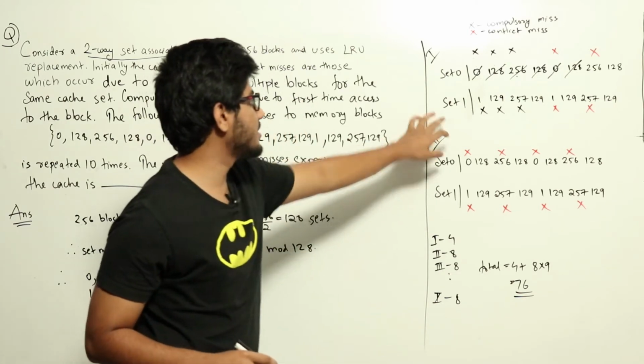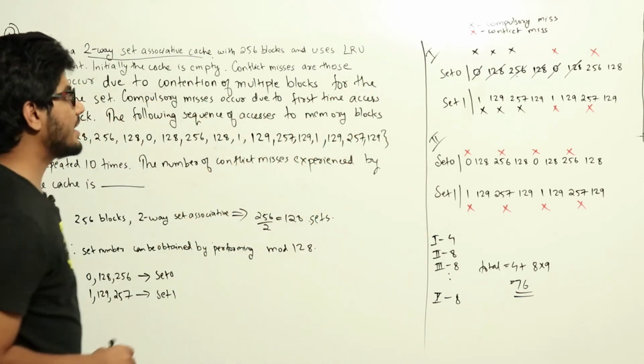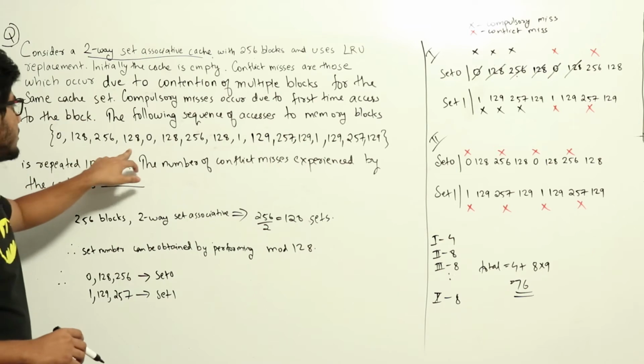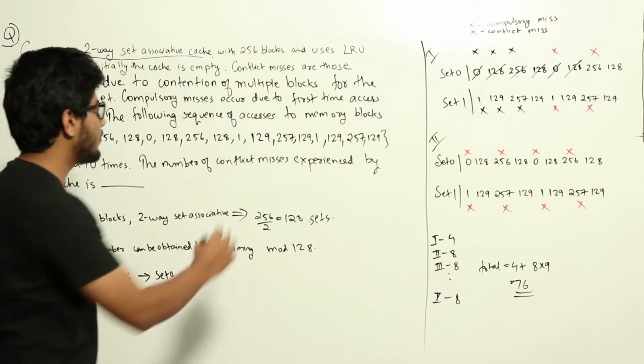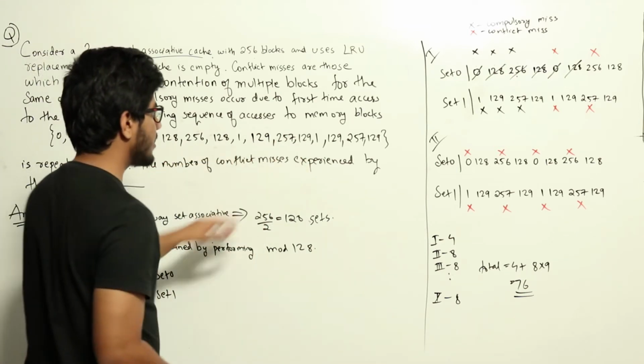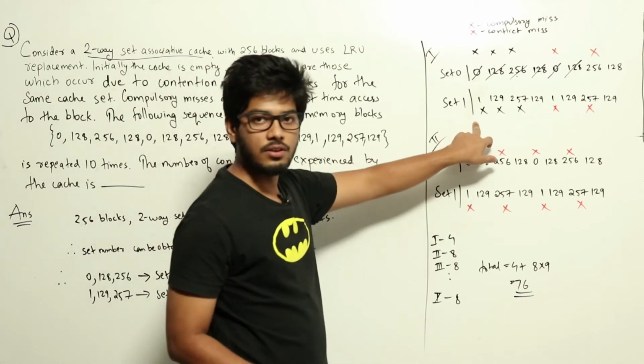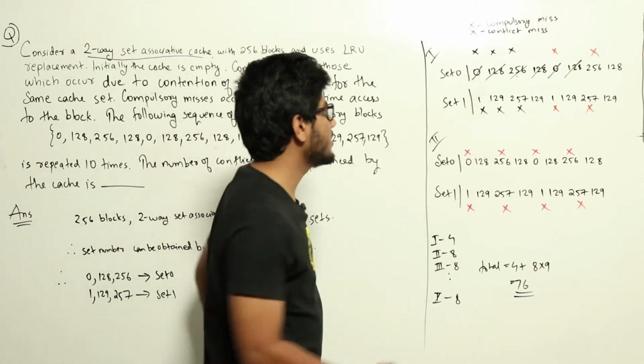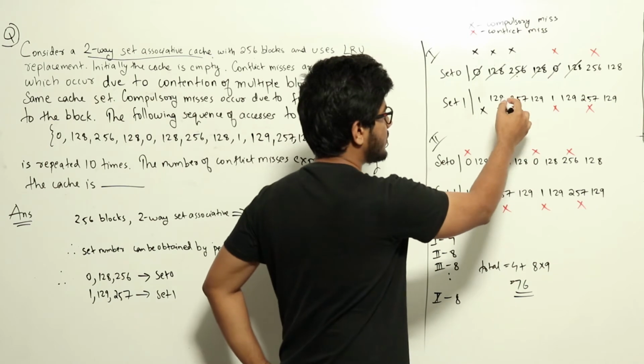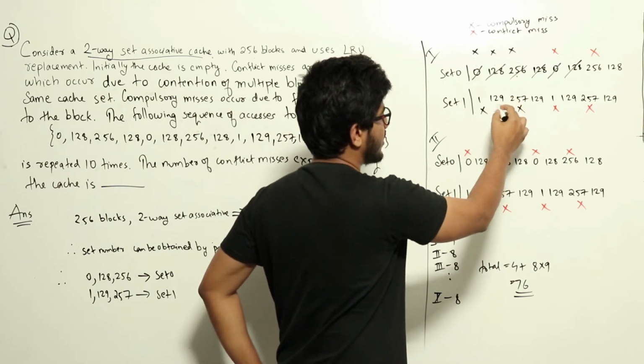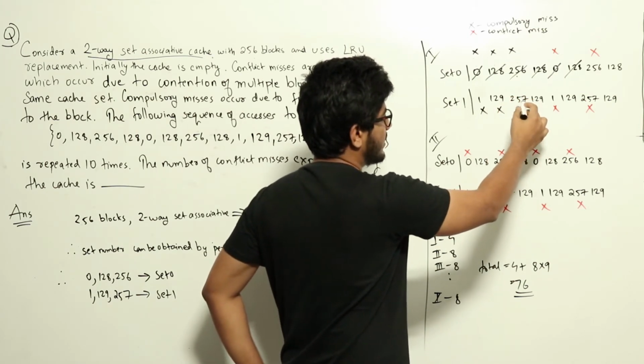Okay, now we'll look at set 1 here. Those 8 accesses written were these 8 here, 1 2 3 4 5 6 7 8. After that 129, 257, 129 come into the picture. So 1 goes to set 1. This is the first time we are accessing it. It's a compulsory miss. After it is 129 that we add to the cache. That's a compulsory miss. 257, that's also a compulsory miss.